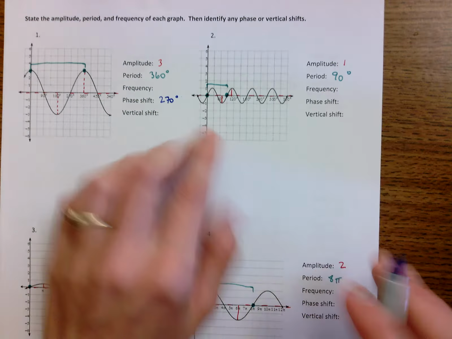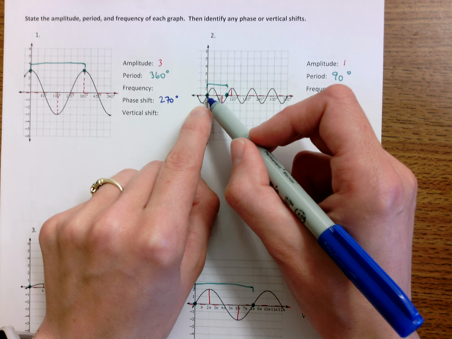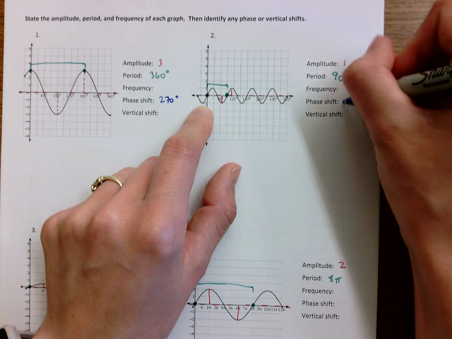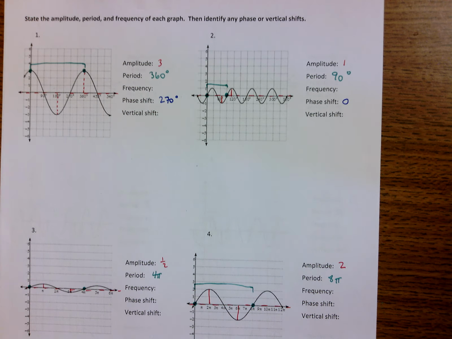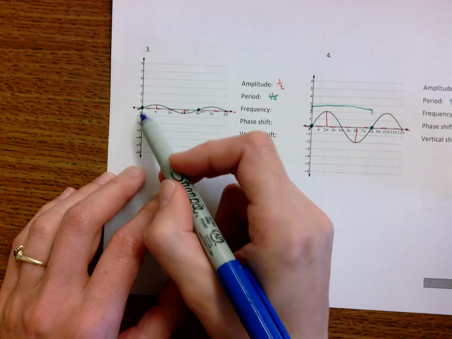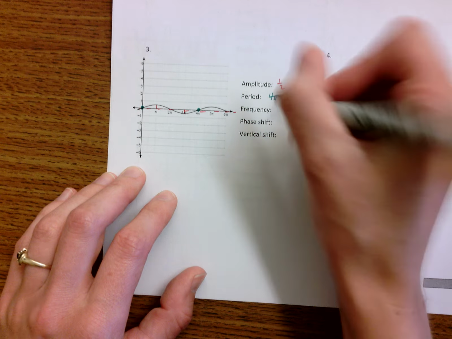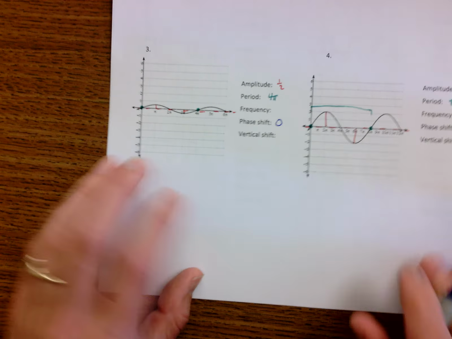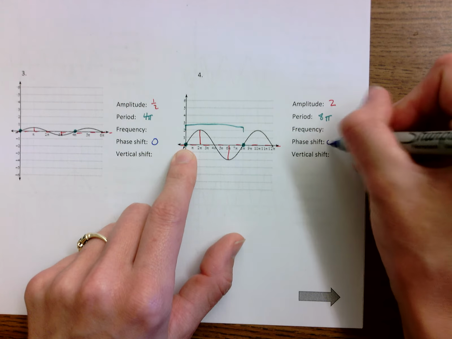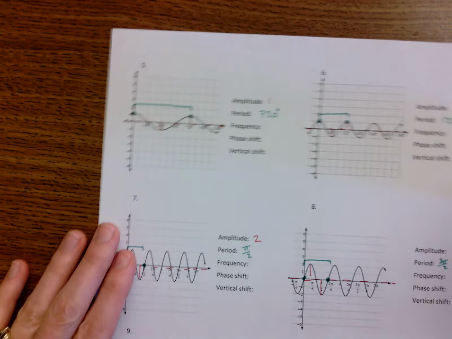This guy here, and again, we're assuming these are all sine graphs. So a sine graph is supposed to start at 0, 0 and go up. This one does that. Awesome. That means that I have a 0 phase shift. This guy down here, my graph is supposed to start at 0, 0 and go up. It does. So my phase shift is 0. Supposed to start at 0, 0 and go up. It does. So phase shift is 0. Not a ton of phase shifts on that page.